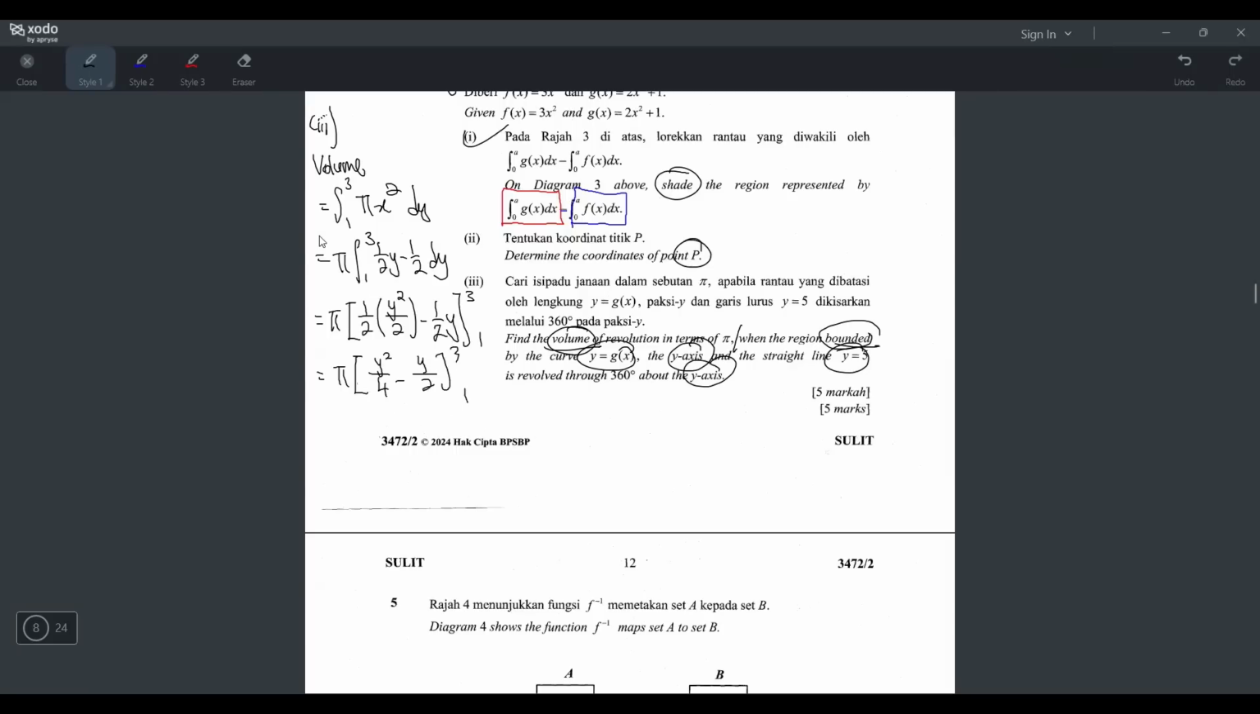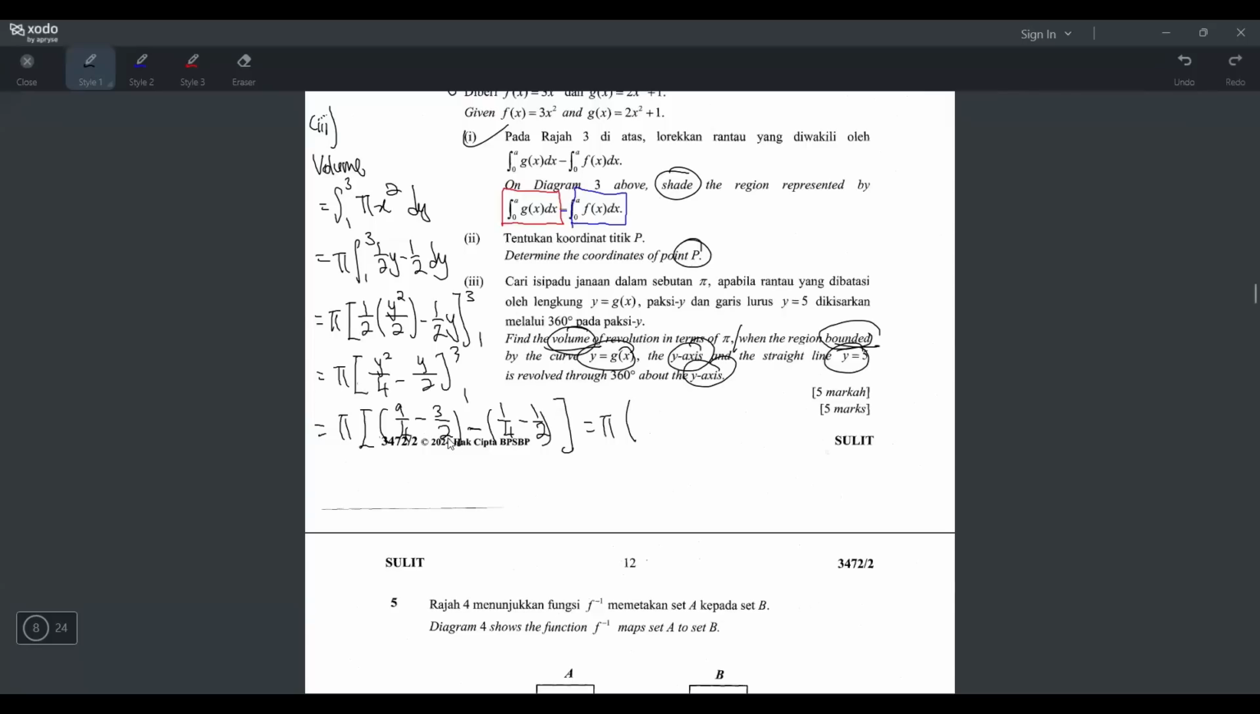Okay, now I substitute. So I will open 2 brackets like this, and in the middle I write minus. Why do I open two brackets? The first bracket is for me to sub 3 inside, the second bracket is for me to sub 1 inside. When I sub 3 inside, it becomes 3 square over 4, which is 9 over 4, minus 3 over 2, done. Now sub 1 inside: 1 square over 4, which is 1 over 4, minus 1 over 2. And now I just use the calculator, press, and get the answer.